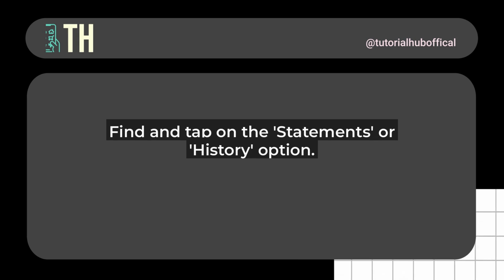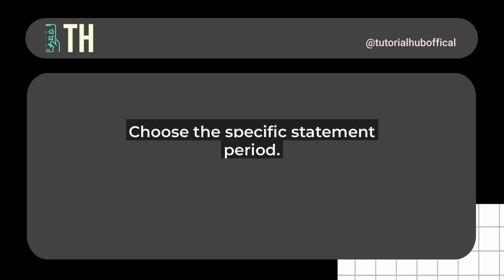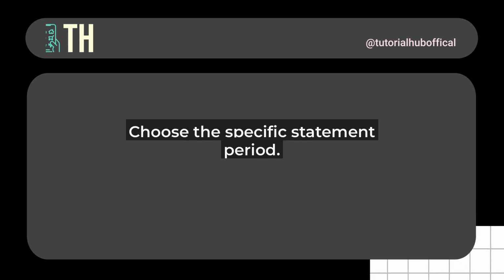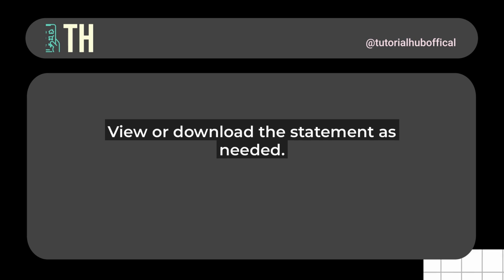Once you're in the Statements section, you'll see a list of available statements by month or quarter. Select the one you need, and the app will load it up for you. You can view it directly on your screen, zoom in for details, or even download it as a PDF to save or print later. Pro tip: if you notice any errors or have questions, use the app's chat support to connect with a representative right away.